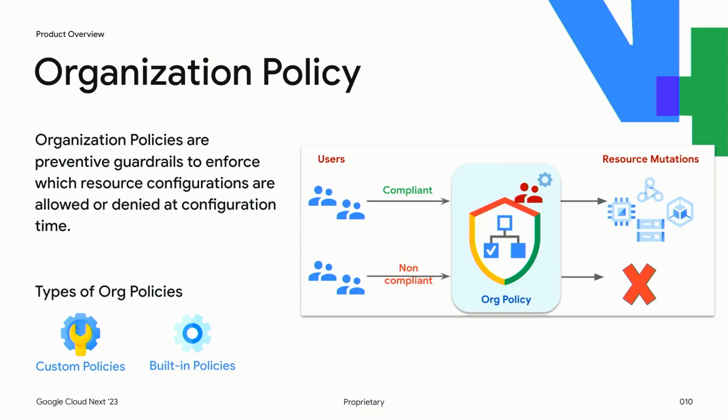There are essentially two types of org policies that GCP offers. First, we have a set of predefined, pre-built org policies that we have identified based on industry best practices, feedback from customers such as yourselves, as well as red team findings. These are hard-coded and they are ready to use for you.